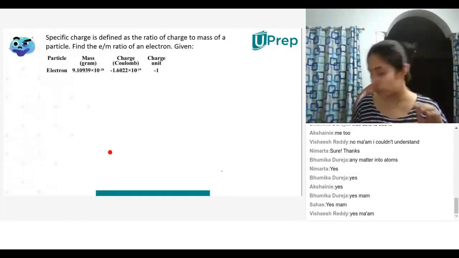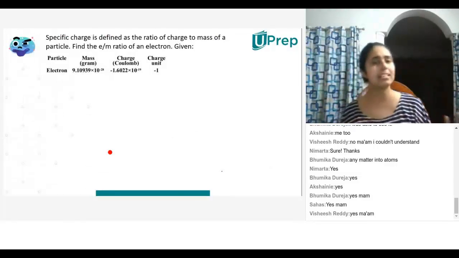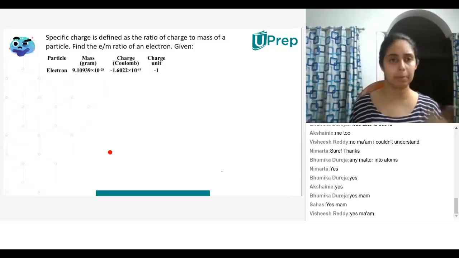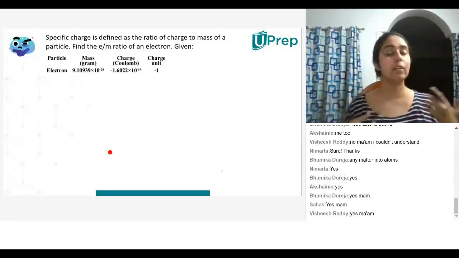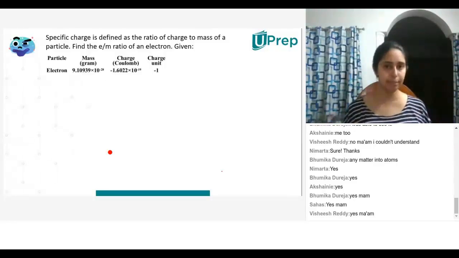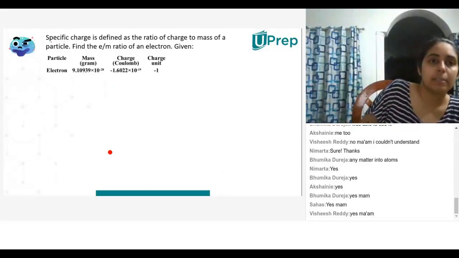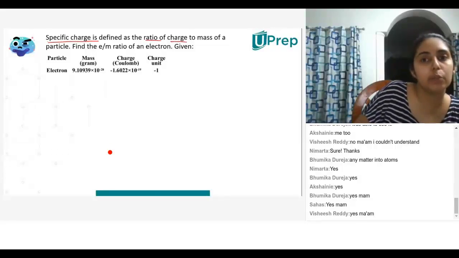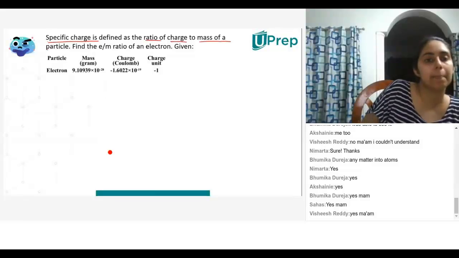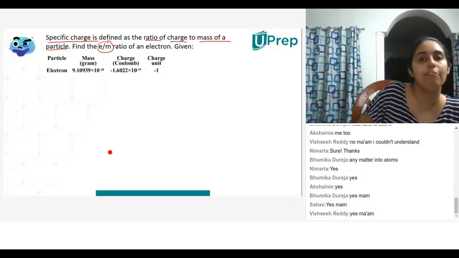Okay, so let's do this question. If you guys have a pen and a paper, please bring that out. We are going to find out the E by M ratio of an electron. So specific charge is defined as the ratio of charge to mass of a particle. Okay, we need to find out the E by M ratio of an electron.